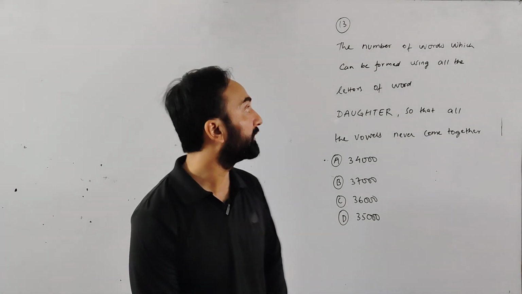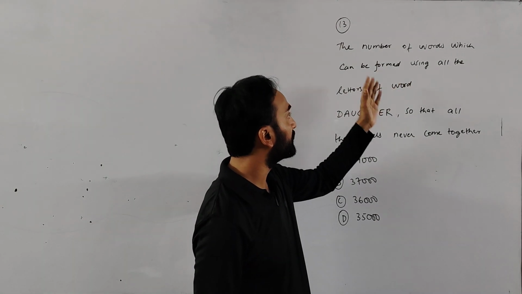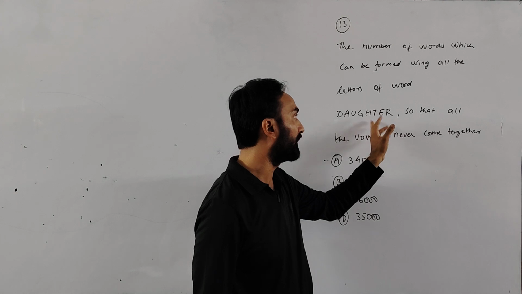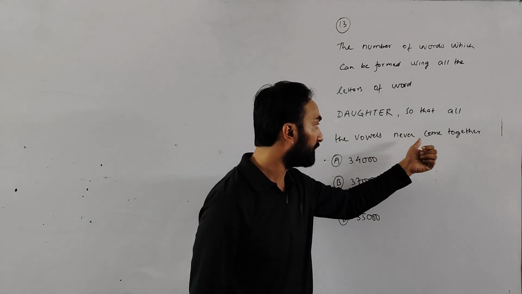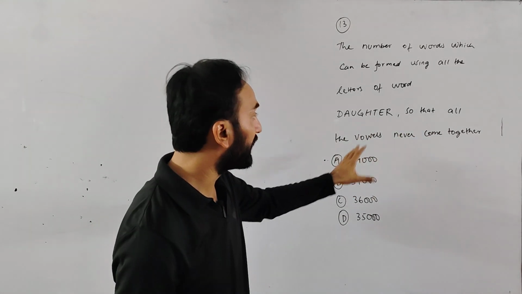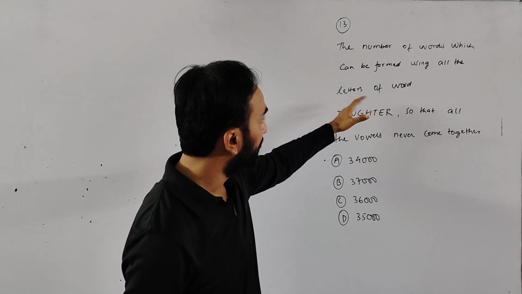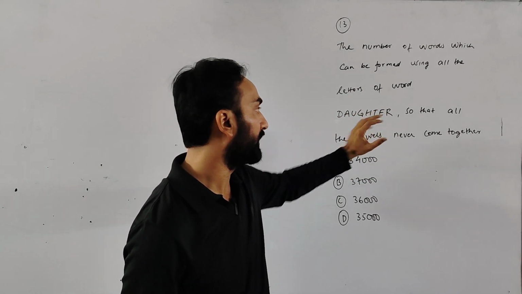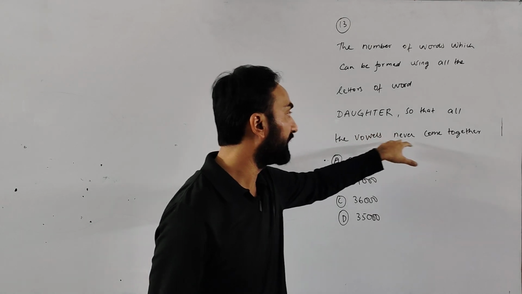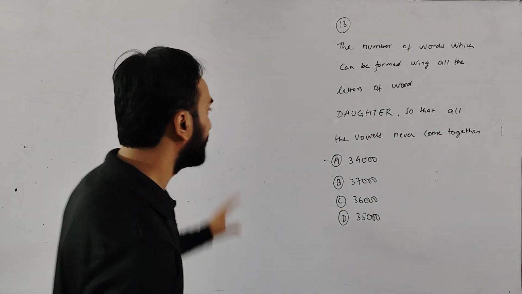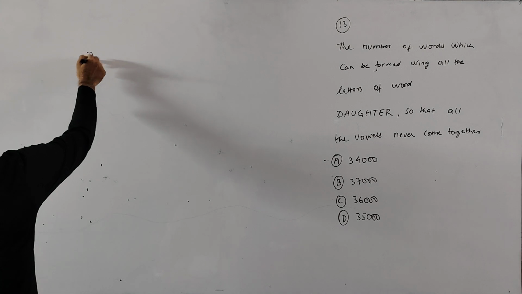Okay, so question number 13 we have is: the number of words which can be formed using all the letters of the word DAUGHTER so that all the vowels never come together. So they are asking us to find the number of ways in which, using all the letters of the word DAUGHTER, the vowels never come together.